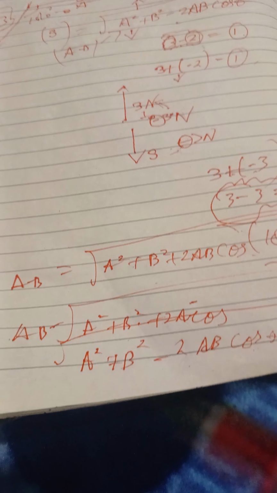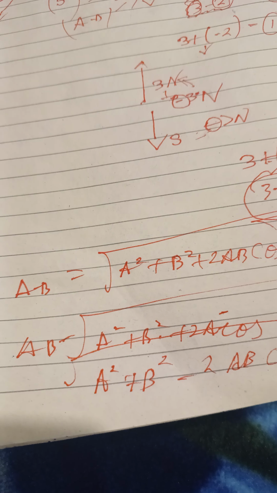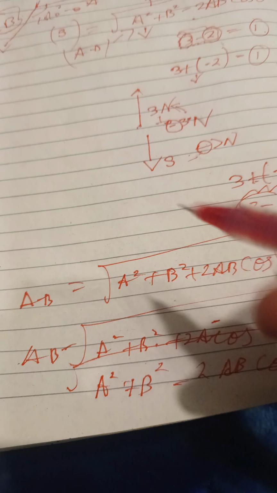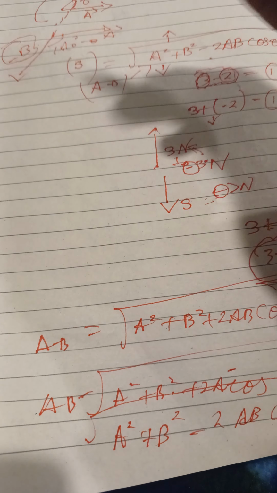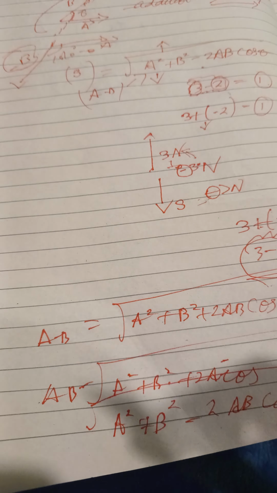Hope you guys understood what I tried to explain. Because vector subtraction is not commutative, it's not associative, as compared to vector addition, which is commutative and associative.